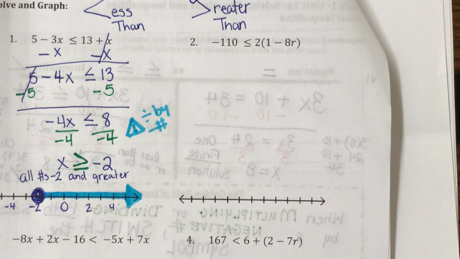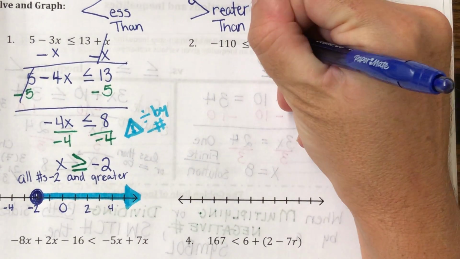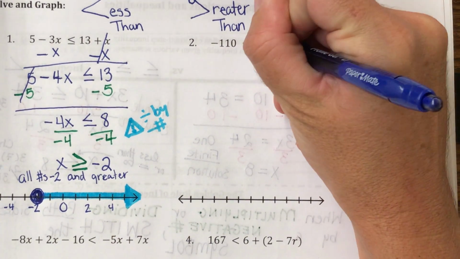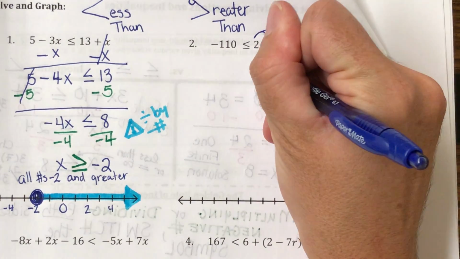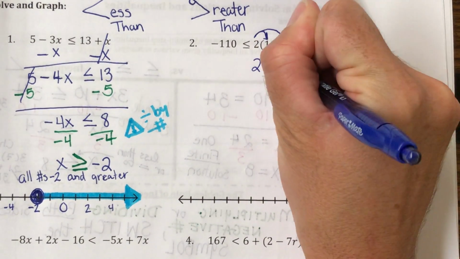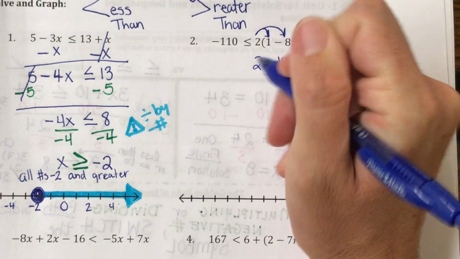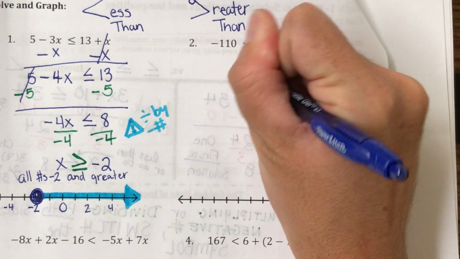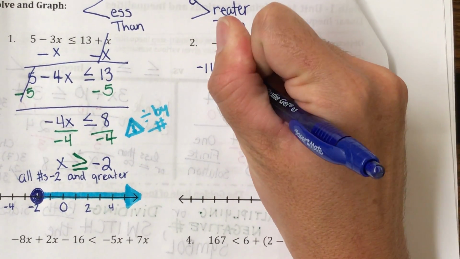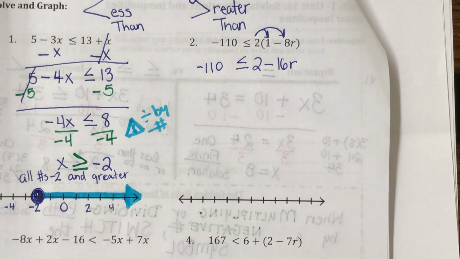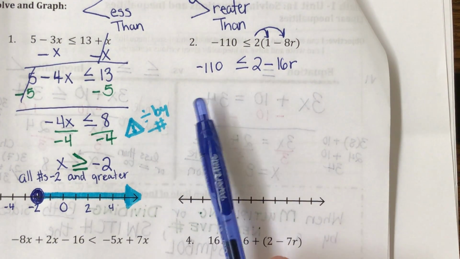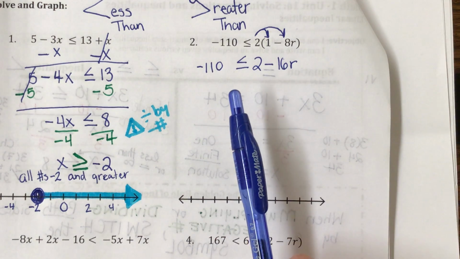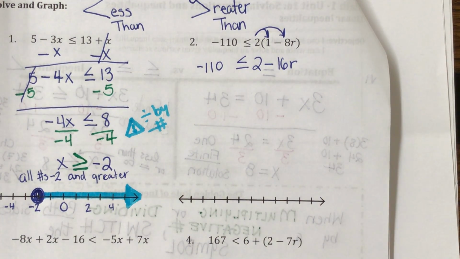So we want to start by getting rid of grouping symbols, so we're going to distribute. When I do that, that's going to give me 2 minus 16r, and then bring everything else straight down. Now, in this problem, notice how our variable is on the right side, and typically we want to keep things on the left. So we're going to fix that here in just a second.